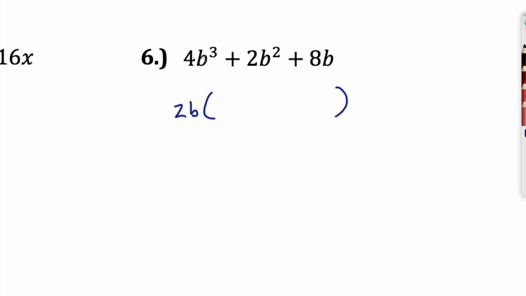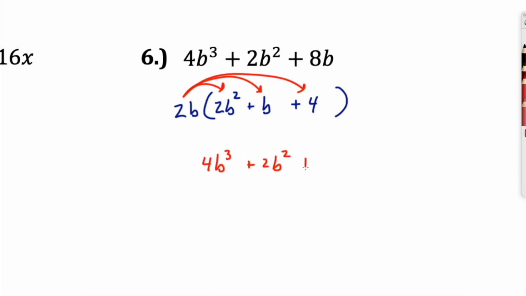So if I take a 2b out of 4b cubed, that is 2b squared plus b. As I take a 2 out and a b out, it leaves me with just b, and plus 4. Let's just check that. So 2b times 2b squared is 4b cubed. 2b times b is 2b squared, and 2b times 4 is 8b. Okay, well, I hope everybody is okay with that.